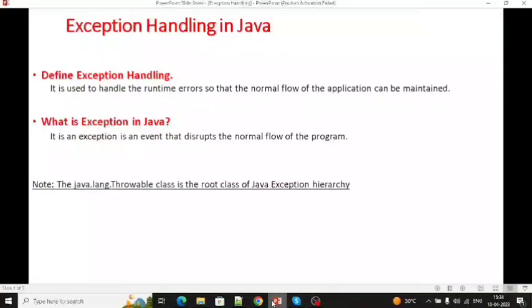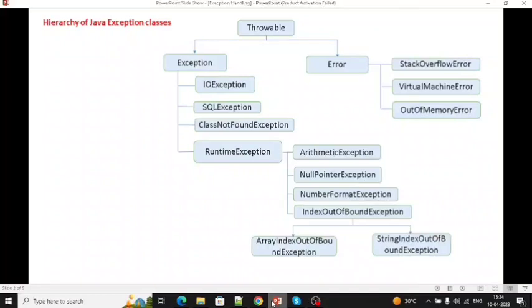java.lang.Throwable class is the root class of the Java exception hierarchy. This is the detailed flow diagram. So here Throwable is the root class and it contains two subclasses, that is Exception and Error. Exception is again divided into other subclasses, that is IOException, SQLException, ClassNotFoundException, RuntimeException.